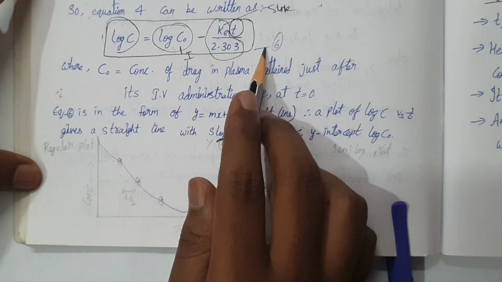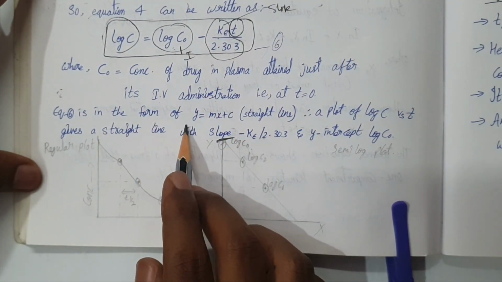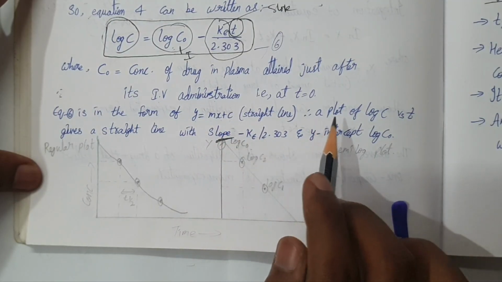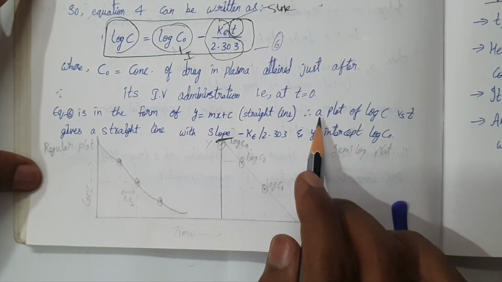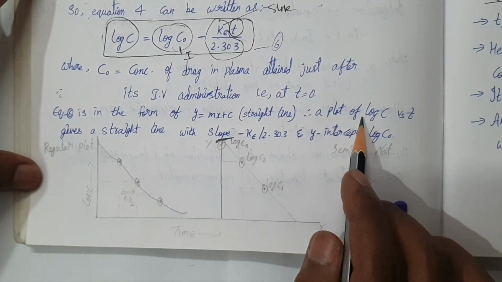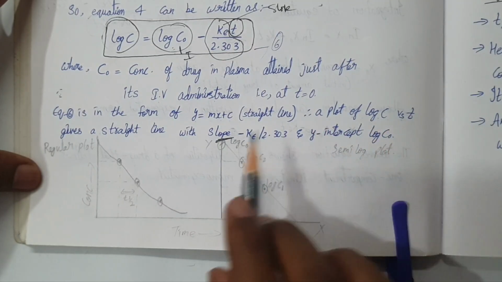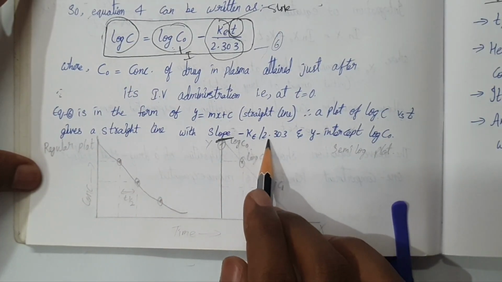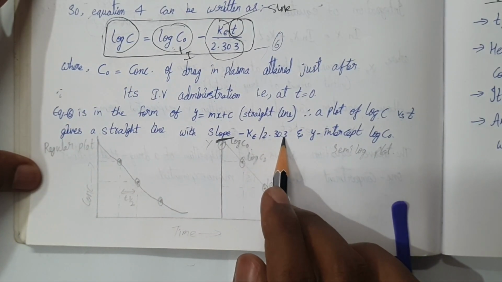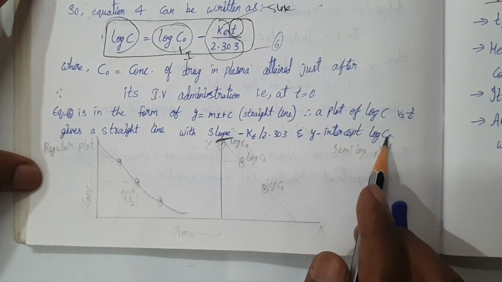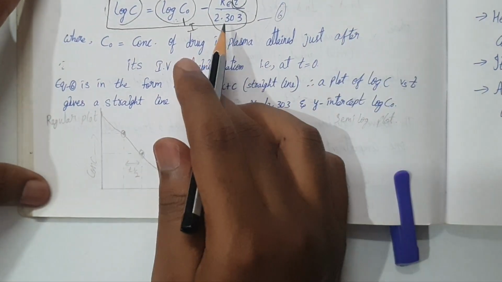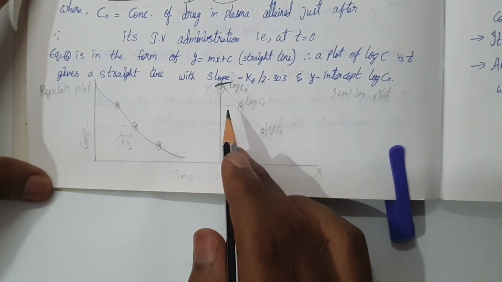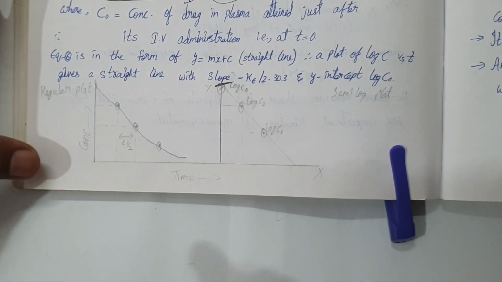Our equation 6 is in the form of y equals mx plus c, a straight line. Therefore, a plot of log C versus t gives a straight line with slope minus kE divided by 2.303 and y-intercept log C naught. As I said, this is the slope, this is the intercept. When you plot a graph, it will be like this or like this.